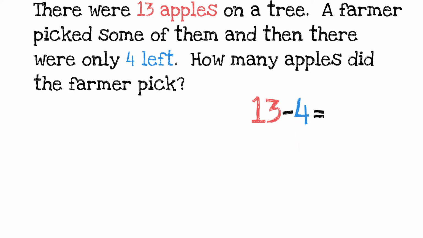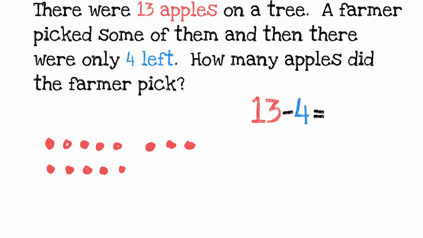To start though, what I would like us to do is to draw out all of those apples. So it says that there's 13 apples on a tree. So I want all of you to draw with me 13 apples. So we have 1, 2, 3, 4, 5, 6, 7, 8, 9, 10, 11, 12, 13. All right, now, do you remember what we do to show subtraction? Yeah, that's right, we cross things out.